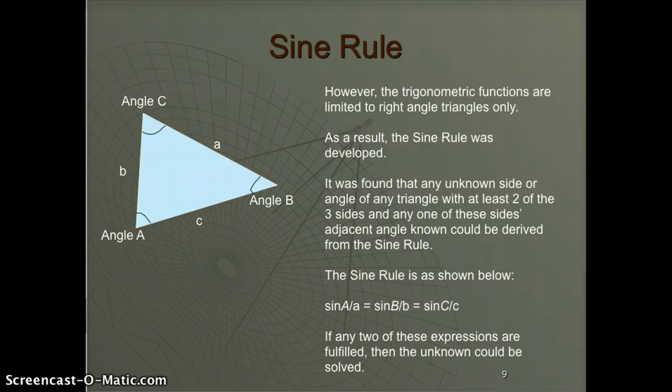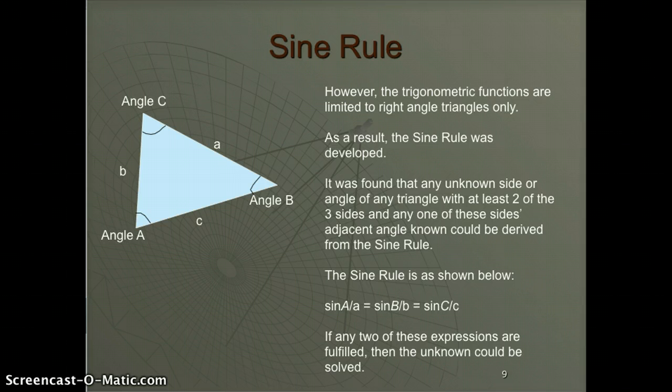As a result, the sine rule was developed. It was found that any unknown side or angle of any triangle with at least two of the three sides and any one of these sides' adjacent angle known could be derived from the sine rule. The sine rule is as shown below. Sine A over a equals sine B over b equals sine C over c.